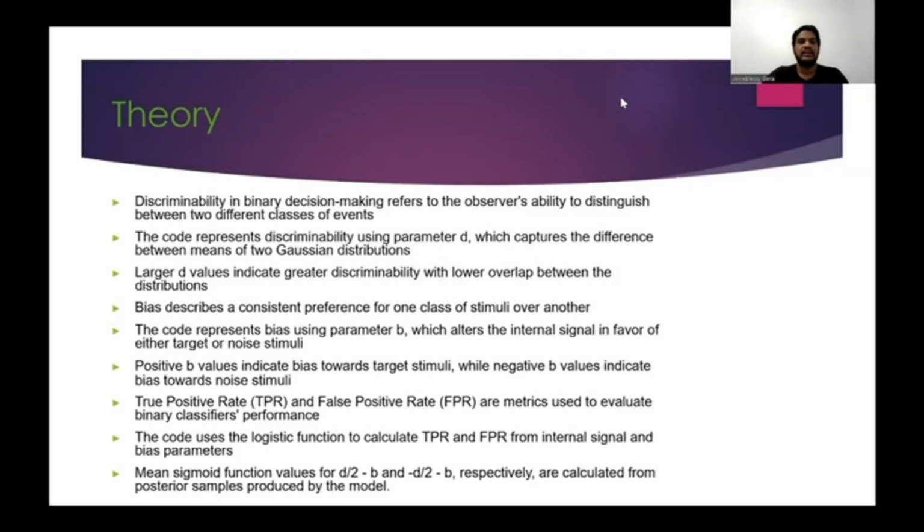Coming to theory, discriminability in binary decision making refers to the observer's ability to distinguish between two different classes of events. Here, a larger d value indicates greater discriminability, with lower overlap between distributions. The code represents bias using parameter b, which alters the decision criterion in favor of target or noise stimuli.